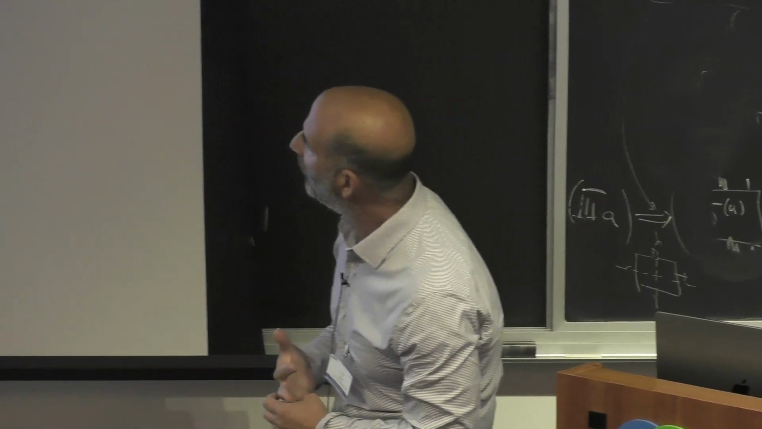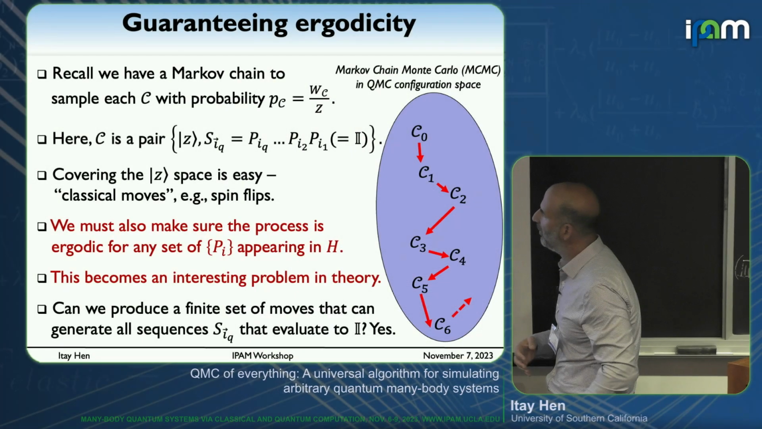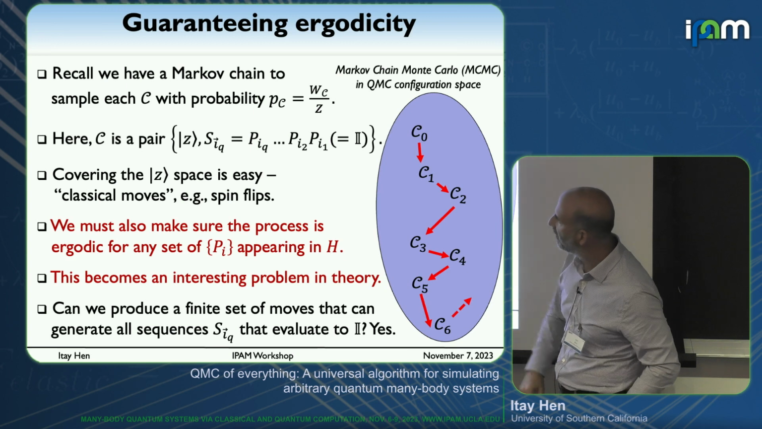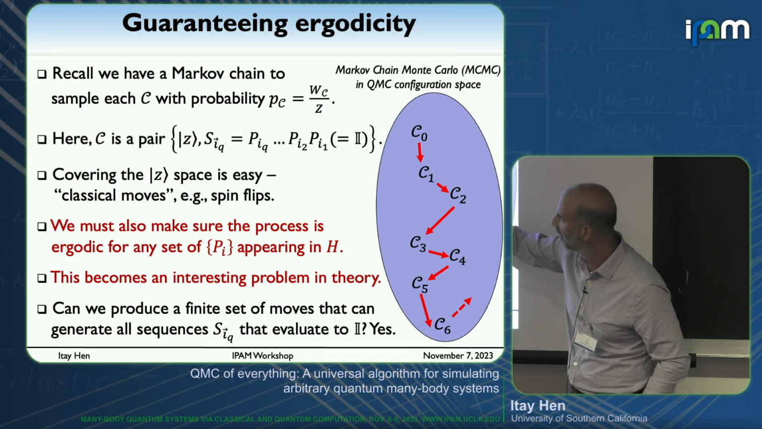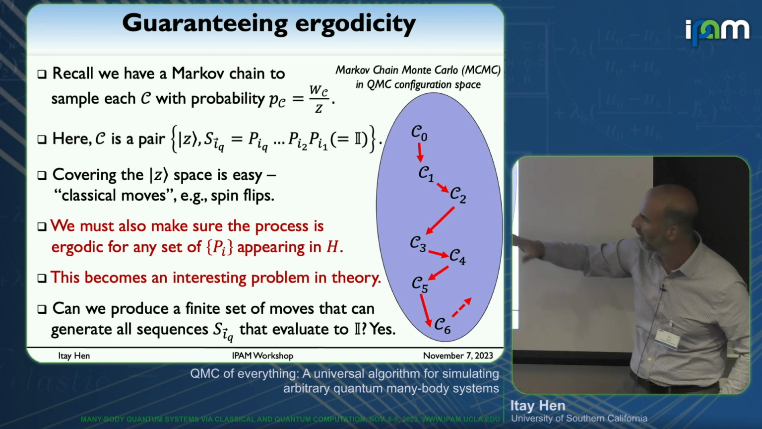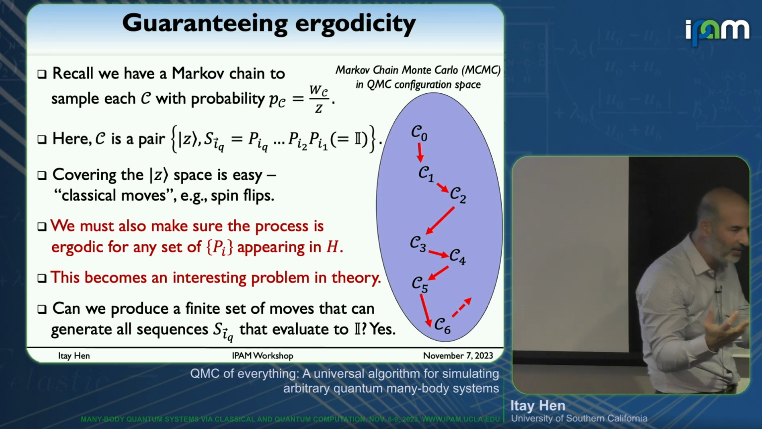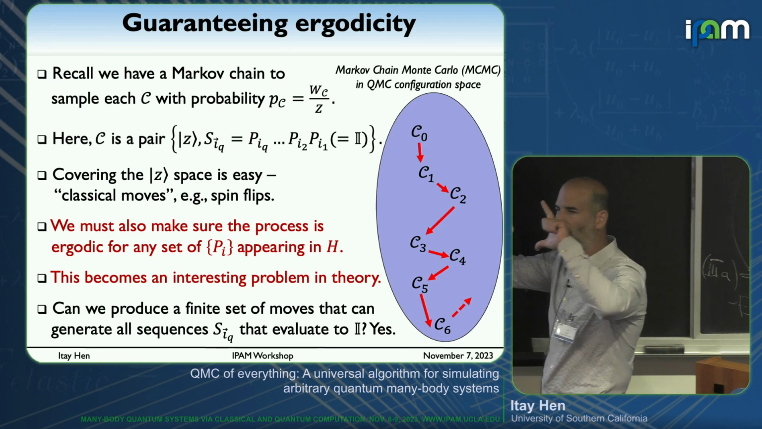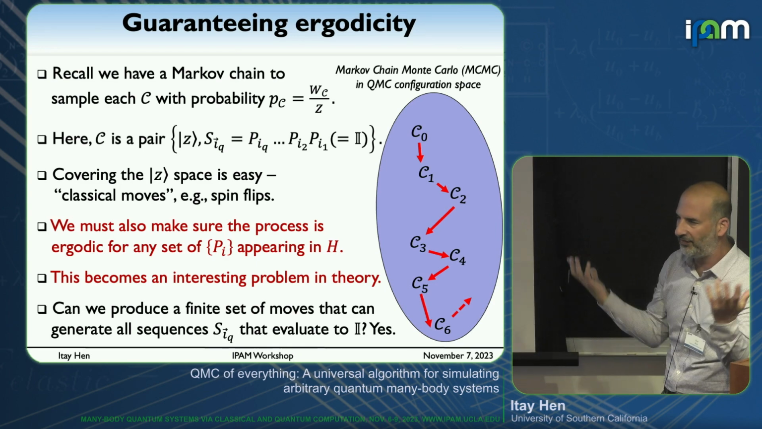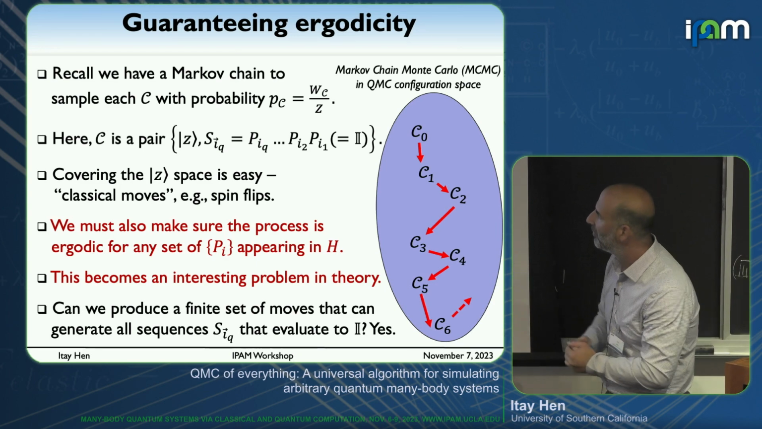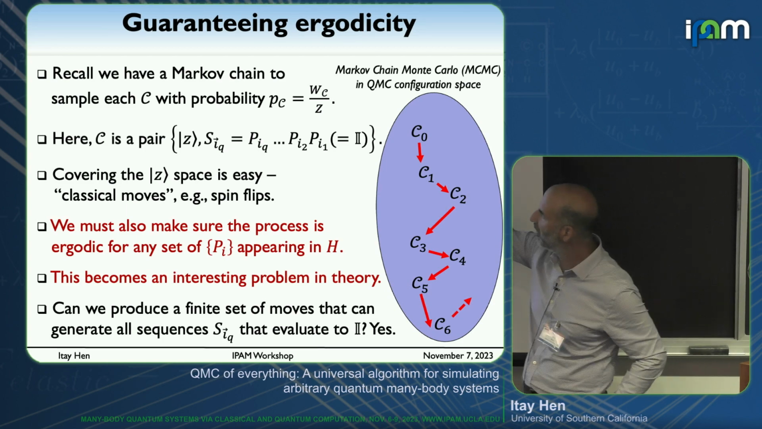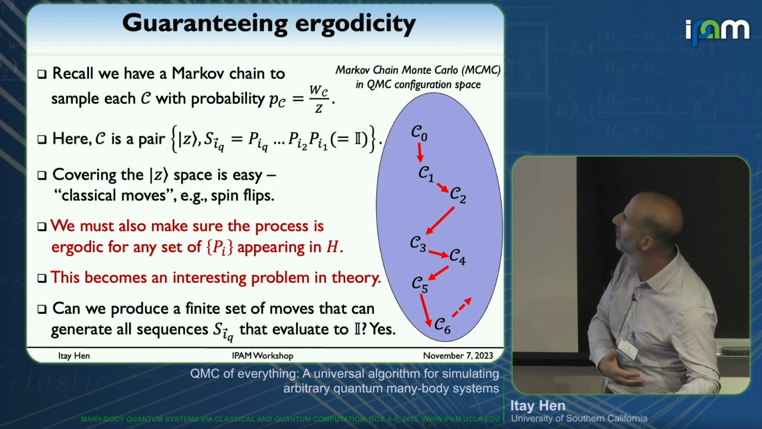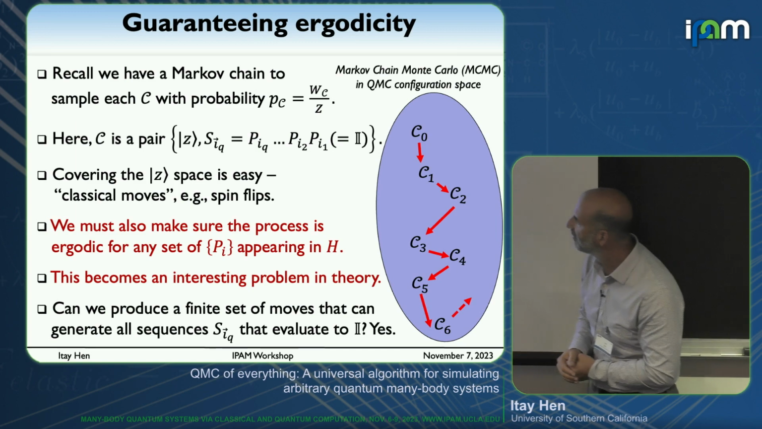And the way to picture it is to remember that all the configurations are pairs of a basis state Z and the products of permutations. I didn't stress it, but the product has to evaluate to identity, because if it doesn't evaluate to the identity, then we have the Z and the Z double prime, and they vanish. The weight becomes 0 immediately. So what I need to sample is all products of permutations that evaluate to the identity, and all the basis states.